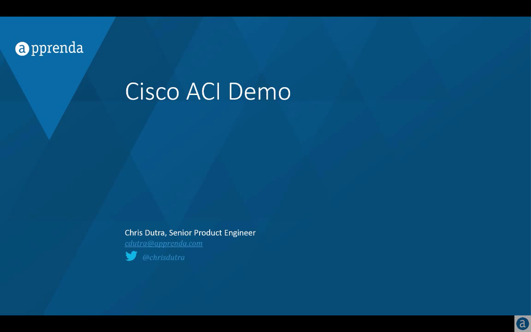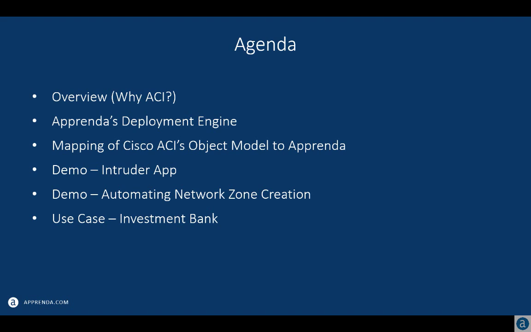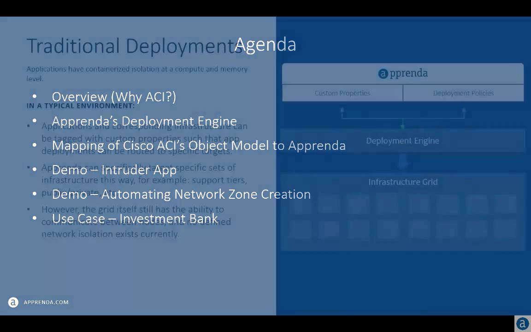Hi, my name is Chris Dutra from the Apprenda product team, and today I'm going to walk through the Cisco ACI integration. One of the major reasons Apprenda integrates with software-defined networking solutions, such as Cisco ACI, is to provide additional application isolation, including across the network layer. Today we're going to dive into how we work with Cisco ACI to achieve this.